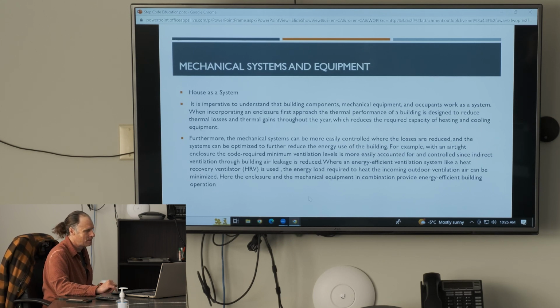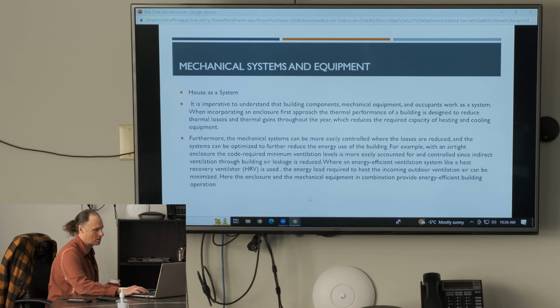For example, with an airtight enclosure, the code required minimum ventilation level is more easily accounted for and controlled since indirect ventilation through building air leakage is reduced. Where an energy-efficient ventilation system like a heat recovery ventilator is used, the energy load required to heat the incoming outdoor ventilation air can be minimized. Here, the enclosure and the mechanical equipment in combination provide energy-efficient building operation.